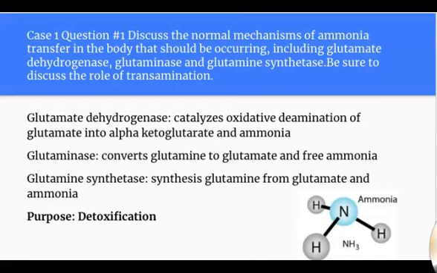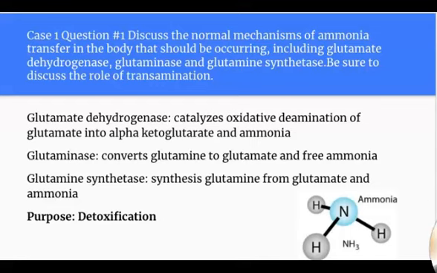So ammonia is a byproduct of amino acid metabolism, and if present in high levels, it is toxic. The body has several mechanisms to effectively transfer and eliminate ammonia so it does not reach toxic levels. Glutamate dehydrogenase is an enzyme that catalyzes the oxidative deamination of glutamate into alpha-ketoglutarate, releasing the ammonia within the liver. This enzyme has a crucial role to play in the catabolism of amino acids.